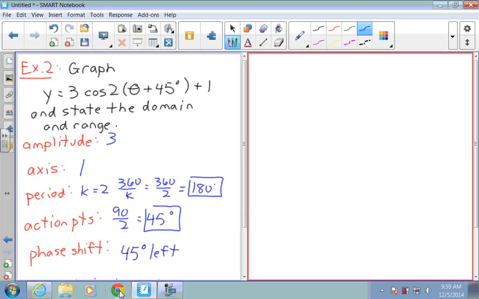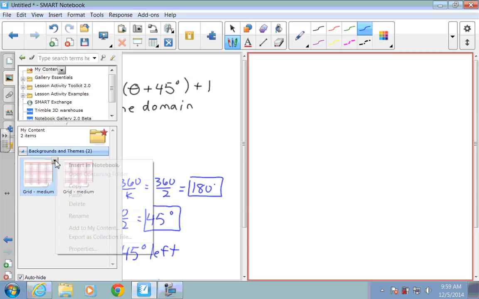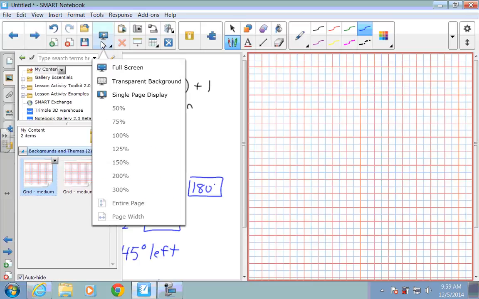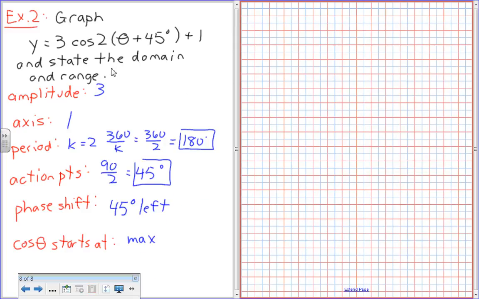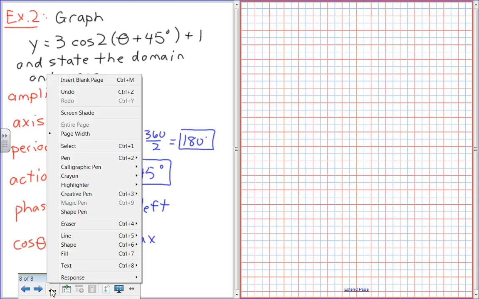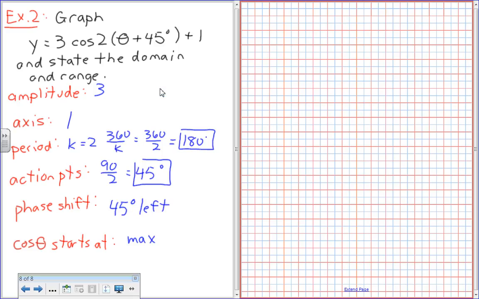Okay, so I'm going to do the same thing with the graph paper, please. So we'll try and get this graphed up. I'm going to put that graph up.